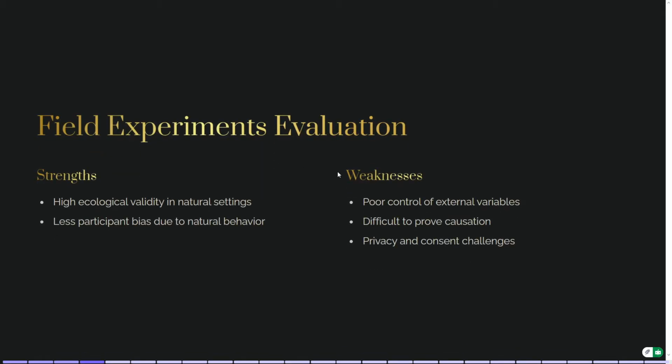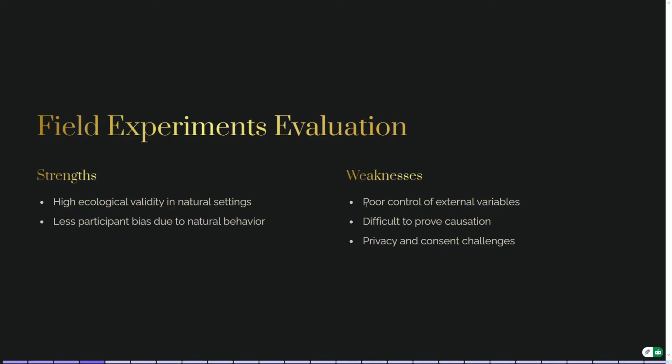Okay, so moving forward, field experiments now, evaluation. There's high ecological validity. Why? Because it is in a natural environment, so the ecological validity is high. Okay, so less participant bias due to natural behavior, because the participants are in their natural environment, so there is low demand characteristics. Okay, they do not behave in a different way.